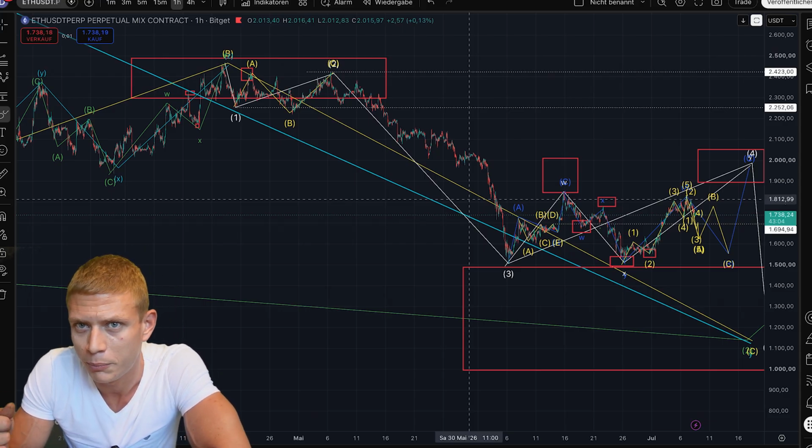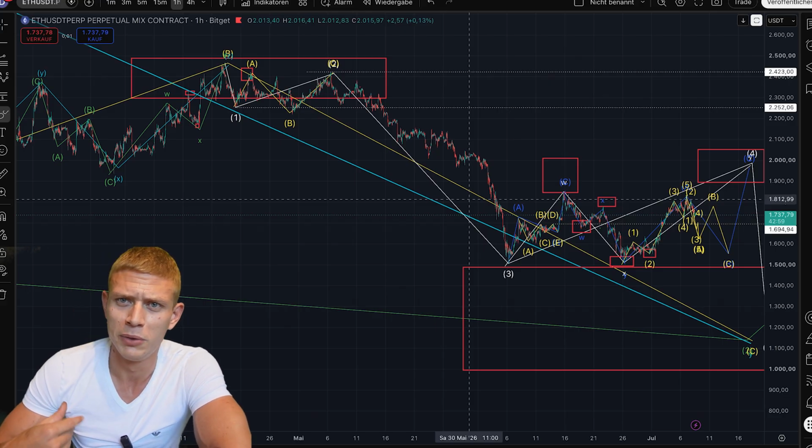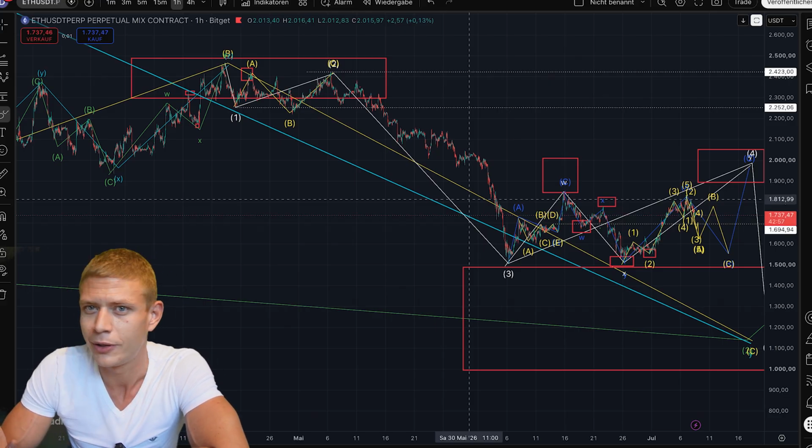The liquidity sweep is very important for placing the order. The break of structure is more the moment when you can be relieved that you're actually in the right trade. Yes.